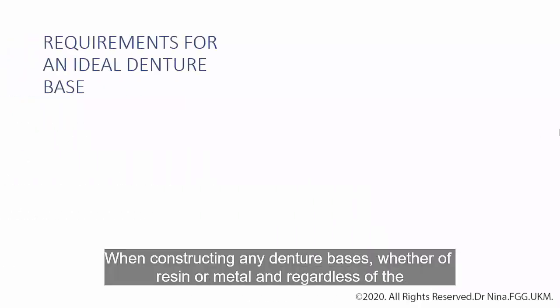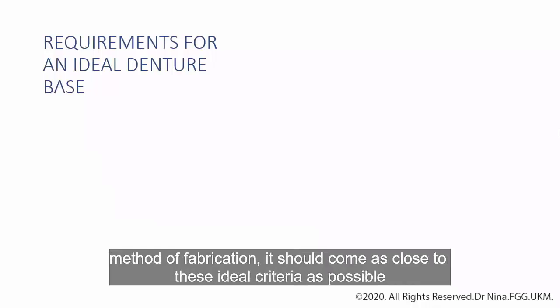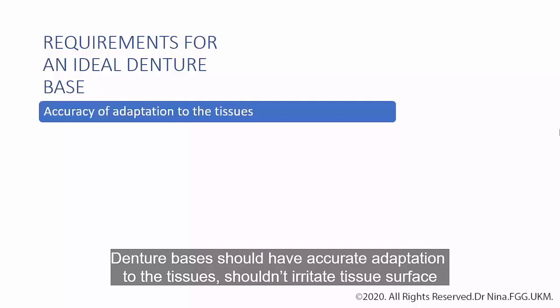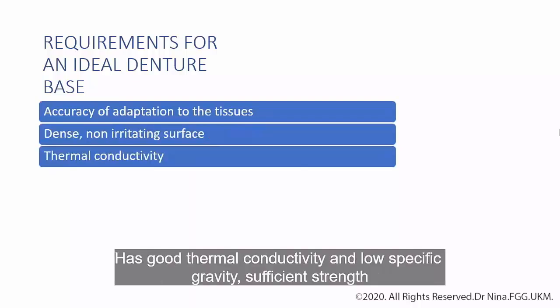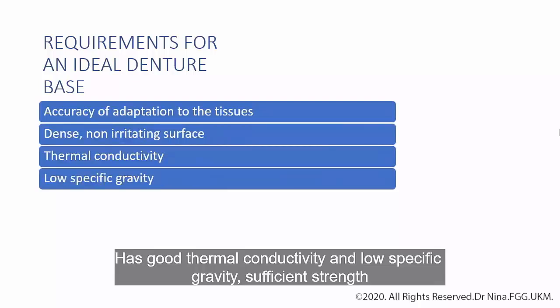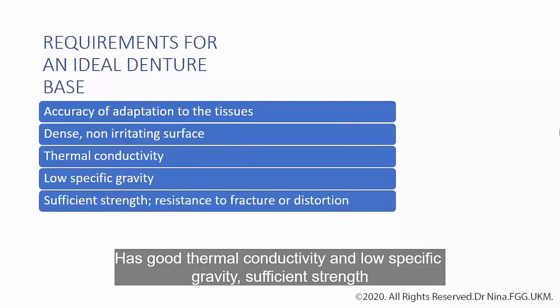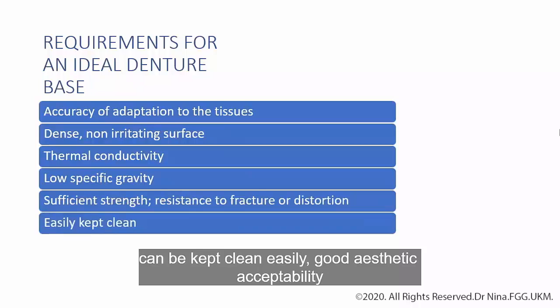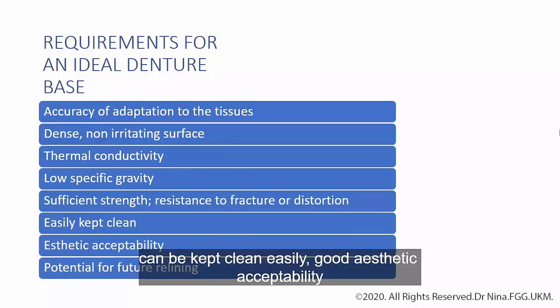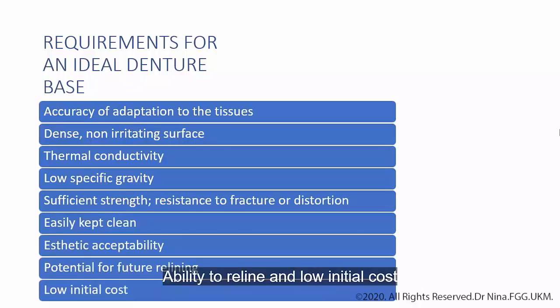When constructing any denture base, whether of resin or metal, and regardless of the method of fabrication, it should come as close to these ideal criteria as possible. Denture bases should have accurate adaptation to tissues, shouldn't irritate tissue surface, have good thermal conductivity and low specific gravity, have sufficient strength, be kept clean easily, have good aesthetic acceptability, the ability to reline, and low initial cost.